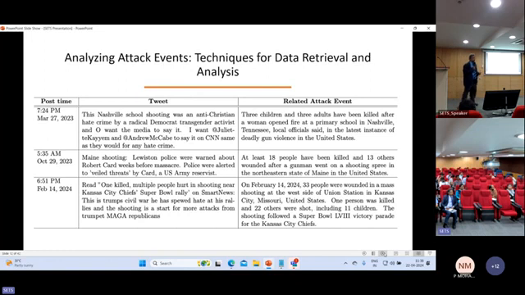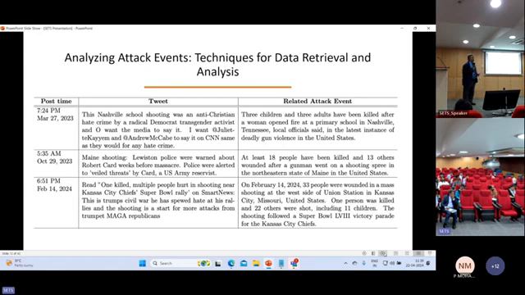So here is an example. The national school system was an anti-Christian hate crime by a radical Democrat transgender activist. So you can get all of the keywords. So that is the tweet. Somebody sent it at 7:40 p.m. Then the related attack event: 3 children and 3 adults have been killed. So I'm just showing you some examples of what happens on many of these attacks based on Twitter.